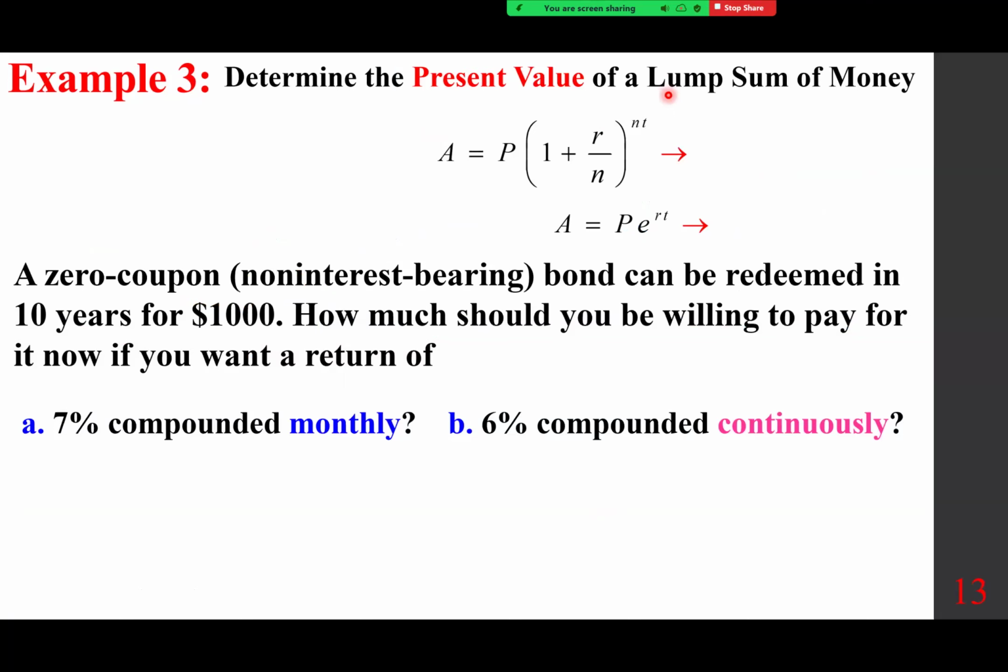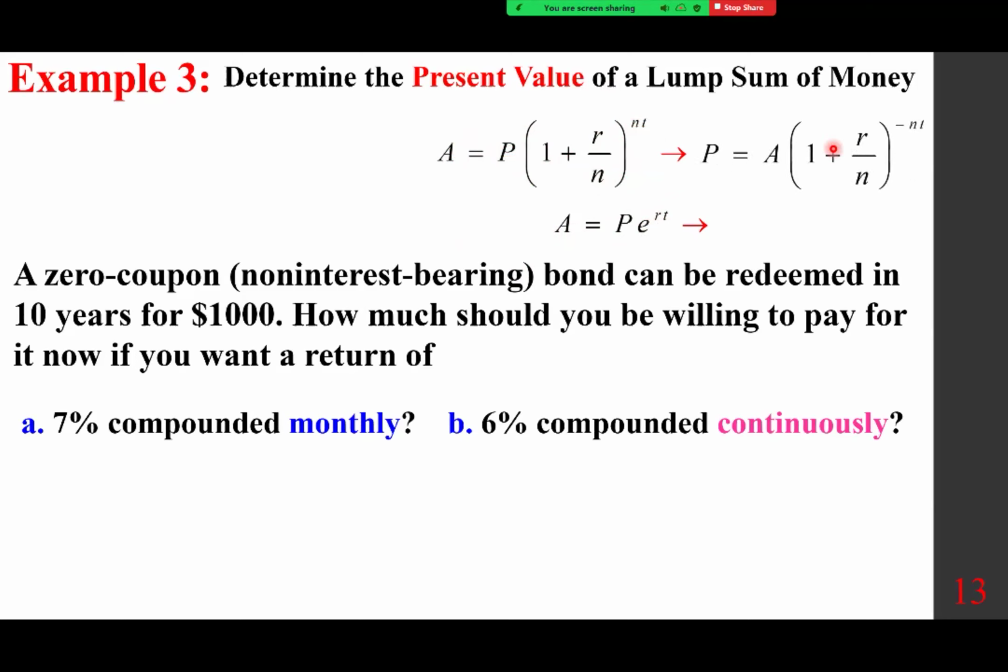Determine the present value of a lump sum of money. We know A is P times 1 plus R over N to the power of NT for compound interest. We know A is equal to P e to the power of RT. And so for this one, you want to solve for P. That means you divide by this. Division by this means multiplying by the same thing to the power of negative. For this one, you divide by this. Division by this expression, that means multiplying it by the same thing to the power of negative.